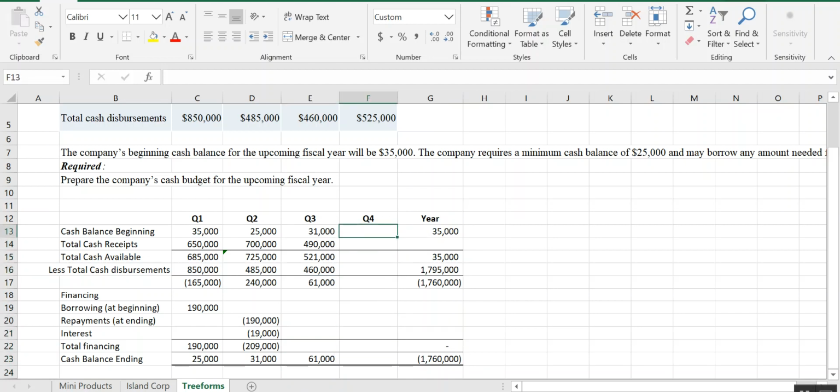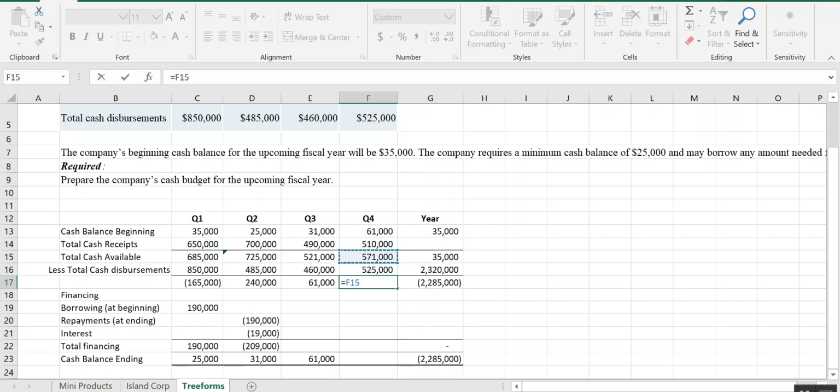Quarter 4, we take the 61,000, we add in the 510,000 in cash receipts, add these together, and then we subtract out the 525,000 in cash disbursements. We arrive at $46,000 in cash. And again, because we're not going to have any transactions in the financing, that's $46,000 in cash right there.